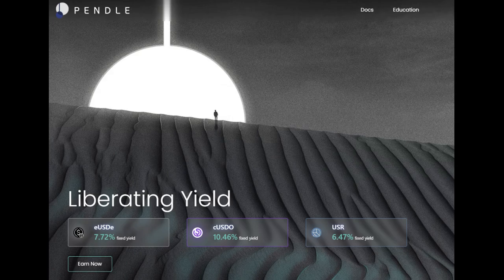Okay, brings us back to the practical side. How does splitting yield and principal actually help me manage my earnings? What strategies does this unlock? Good question. There are a few key ones. First, you can get a fixed yield. Imagine you have stETH but want a predictable return for, say, the next 6 months. Instead of the floating rate.